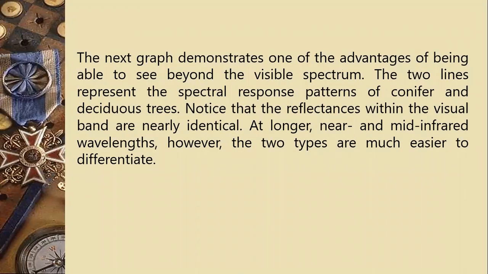The next graph will come. It demonstrates one of the advantages of being able to see beyond the visible spectrum. The two lines represent the spectral response pattern of conifer and deciduous trees, that is, coniferous forest and deciduous trees. Notice that the reflectance within the visual band is nearly identical. At longer near and mid-infrared wavelengths, however, the two types are much easier to differentiate.